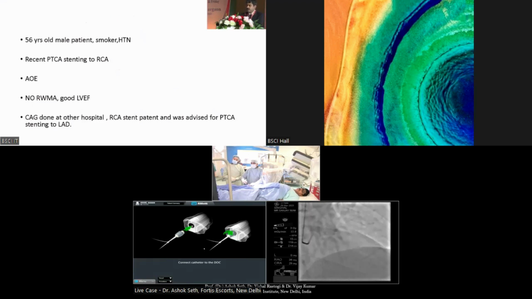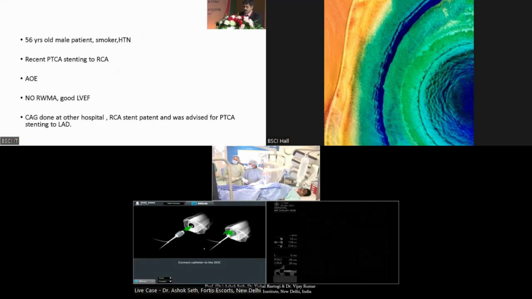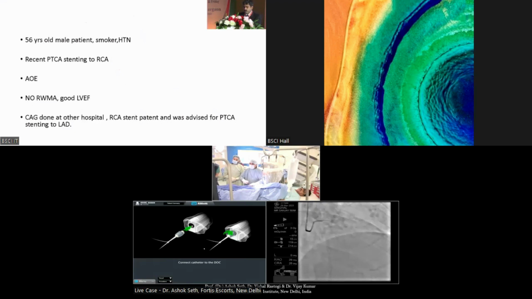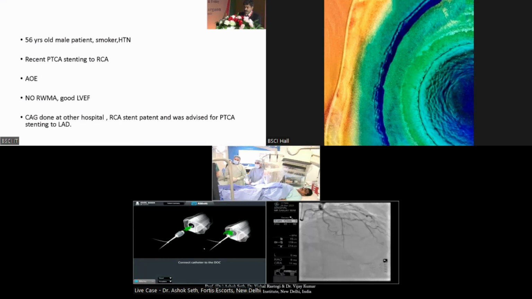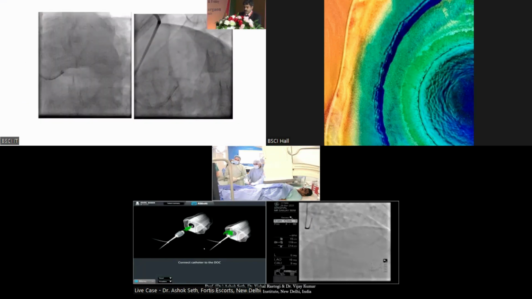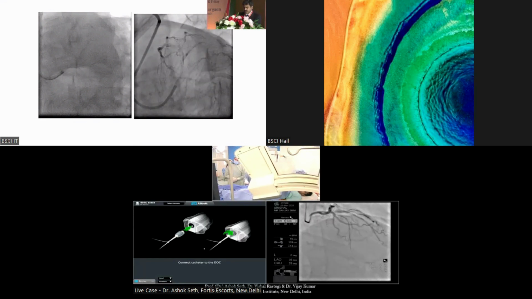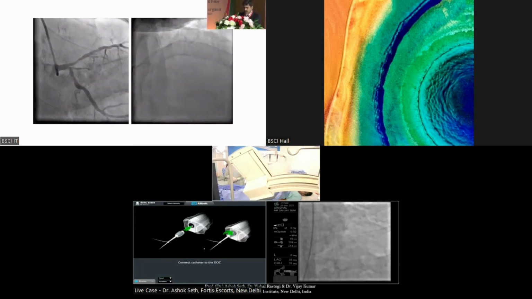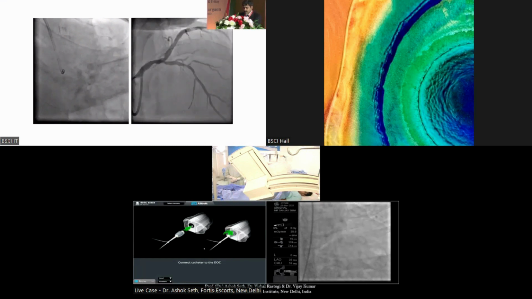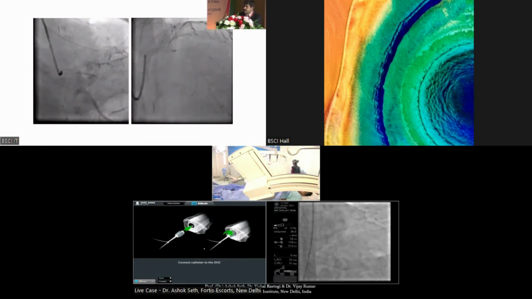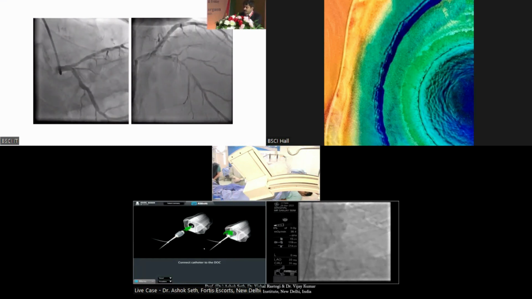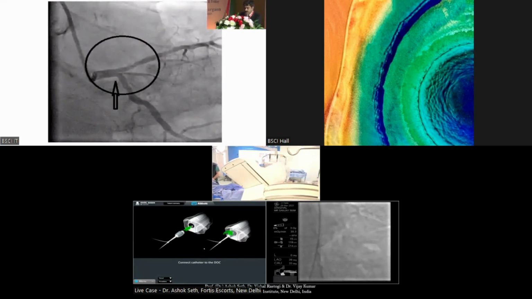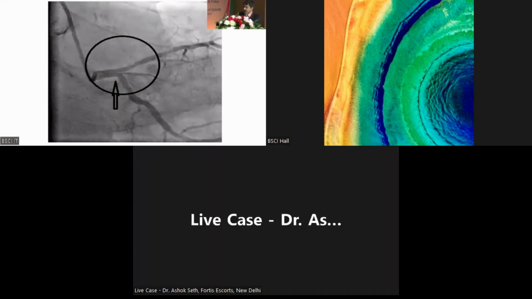Now, I will just show my 2 or 3 cases. So this is a 56-year-old, recent RCA primary angioplasty, and there is some chest pain and LAD showing disease. You can appreciate the disease in the LAD, and the disease almost started from the left main and extending into the LAD. Now, this is the classically described spiky carina, the IVUS description of the spiky carina.